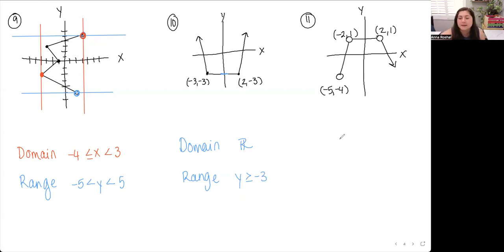Let's take a look at this guy. So this guy, again, the same business. We want to know what the lowest value is and what the highest value is for both my X and my Y. So one of the things that I want to notice and pay attention to is this arrow right here. So this arrow right here tells me that my domain is going to go on forever to positive infinity. Actually, write domain here.